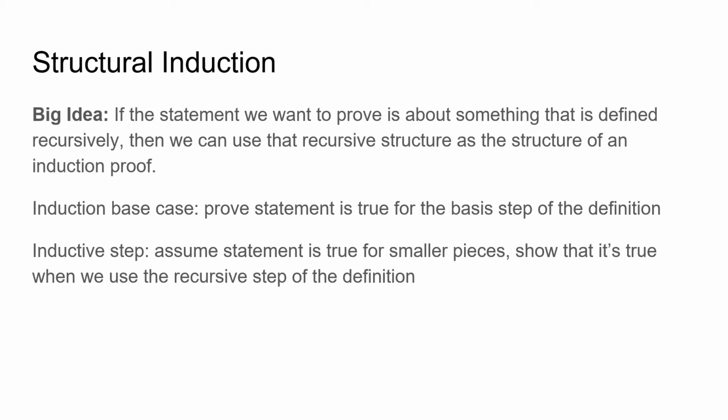Here, we're going to draw on a recursive structure instead, but that idea of sort of climbing the ladder still holds. So our recursive structure, this object, will have a basis step of its definition and then a way to generate the other elements of this set. And so in our induction, for our base case, we can prove that the statement is true for the basis step of the recursive set's definition. And then in the inductive step, we can assume the statement is true for the smaller pieces, and then use the recursive step of the definition and show that we get something that's still true.